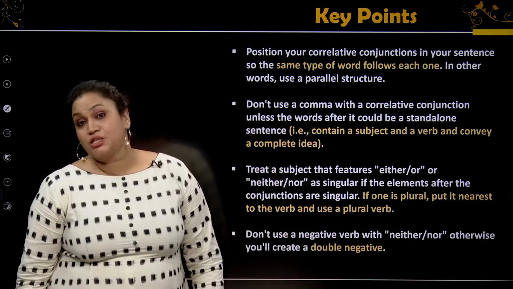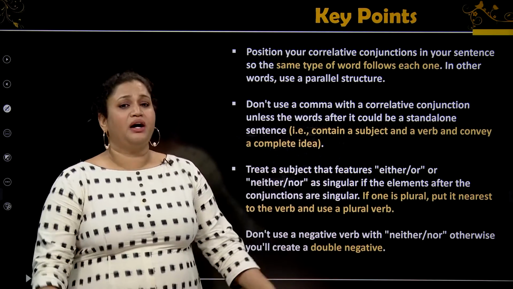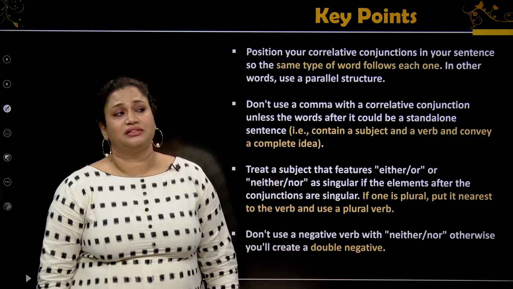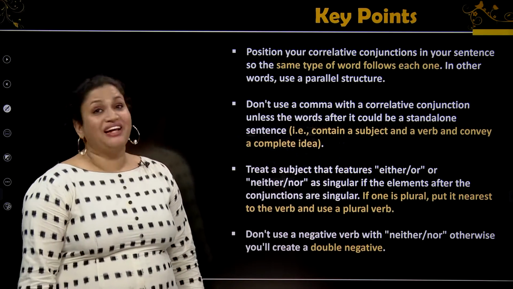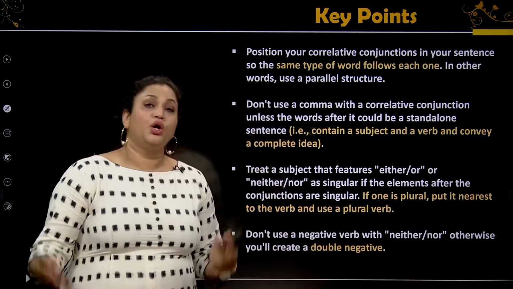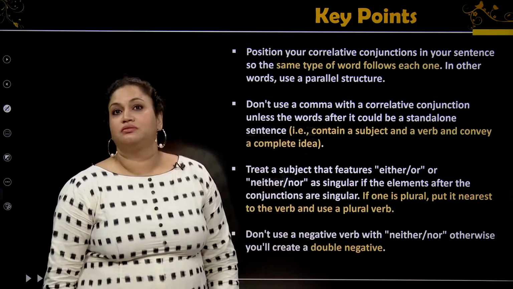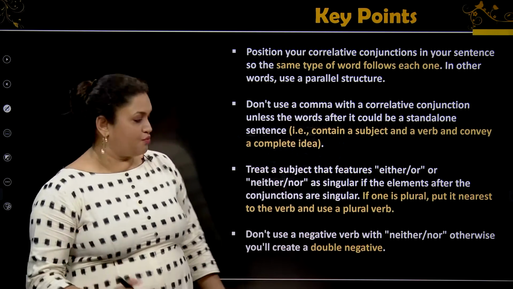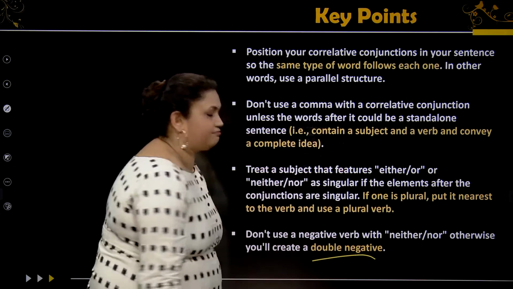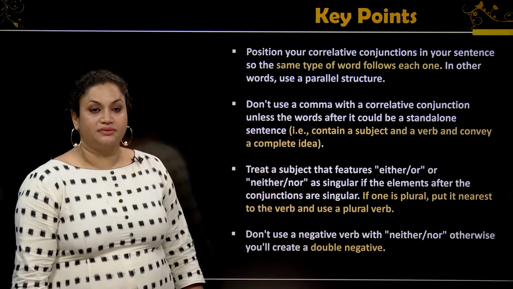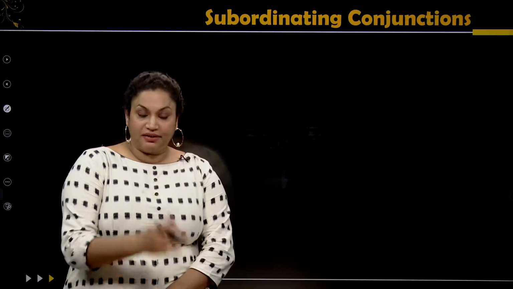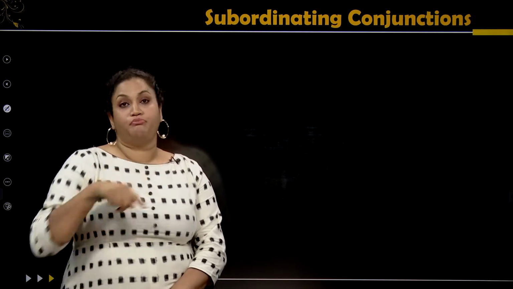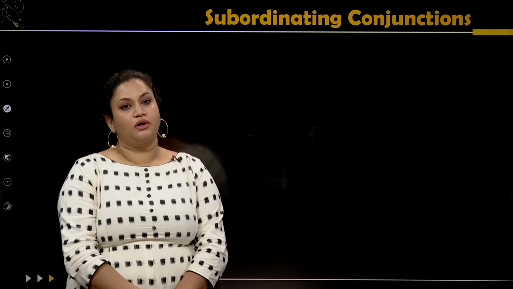Okay. The next one is: don't use a negative verb with neither or nor, otherwise you will create a double negative. Neither not eating nor eating makes sense? So we are going to create a double negative, because not itself is already negative and neither itself is another negative. So that is going to create a positive one now. That's why it is not advisable.